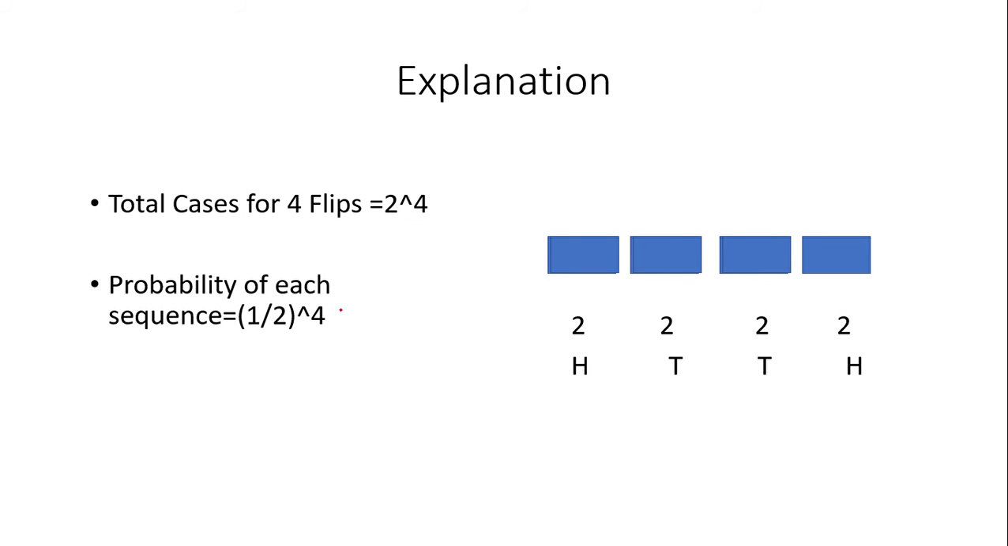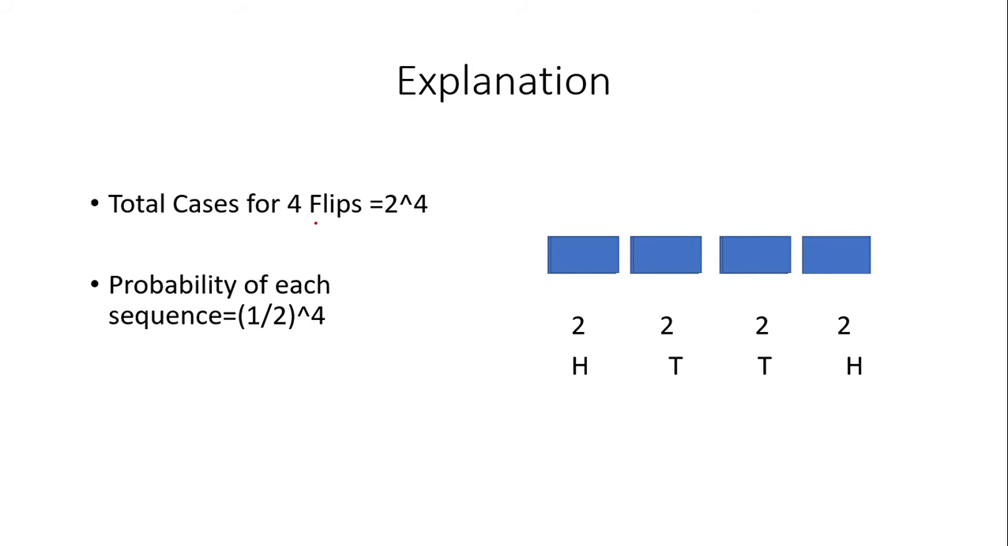Now if we think that we have got one sequence here, like it started with one head and ended with one head, and in between we have got 2 tails, this is one unique sequence out of these 2 to the power 4 possibilities. So what is the probability of each of these sequences? That should be 1 divided by the total number of sequences. So that is written here: the probability of each sequence is equal to 1 divided by 2 to the 4.